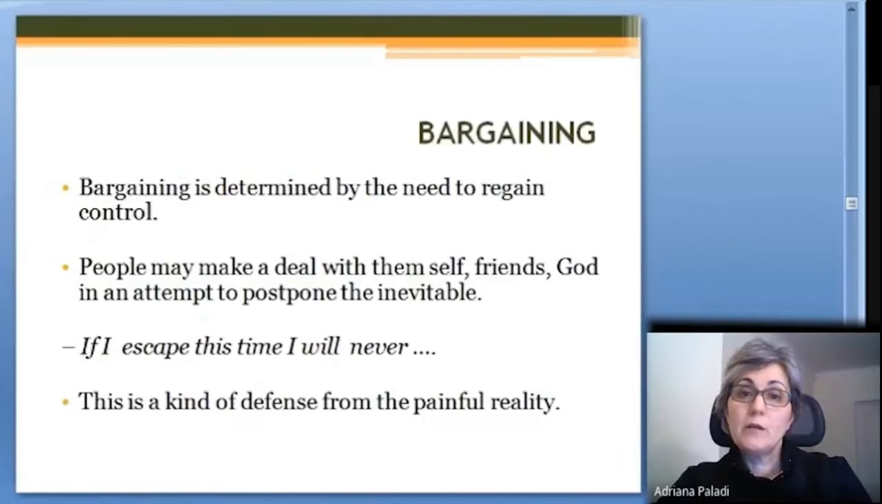Bargaining is determined by the need to regain control over one's own life. People may make a deal with themselves, friends, or God, in an attempt to postpone the inevitable. Usually, people say, if I escape this time, I will never smoke. If I escape this time, I will never engage in dangerous behavior. If I escape this time, I will have a medical checkup every 3 months, and so on and so forth.